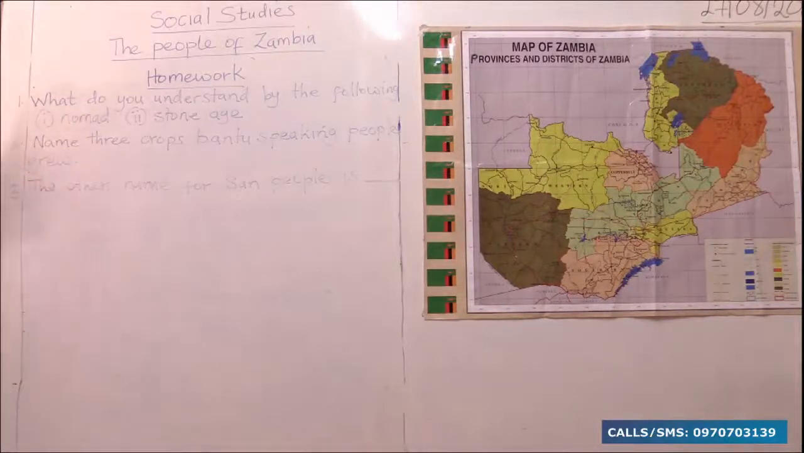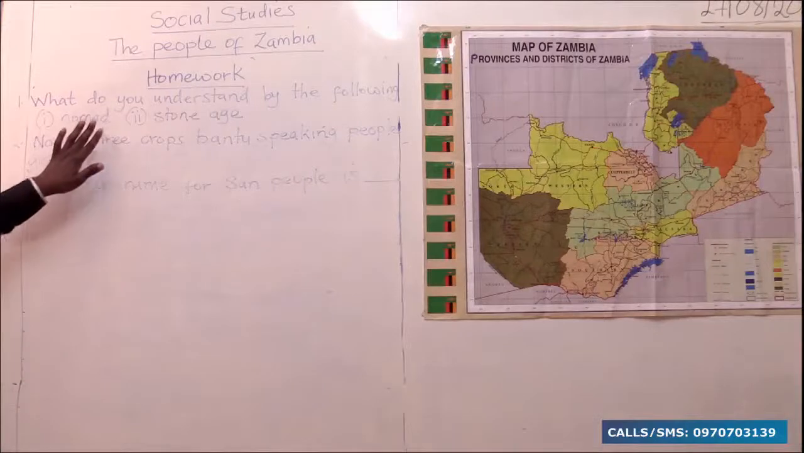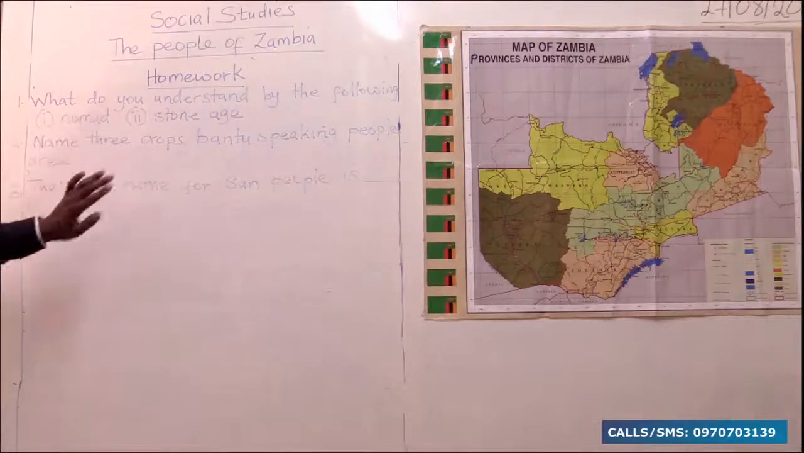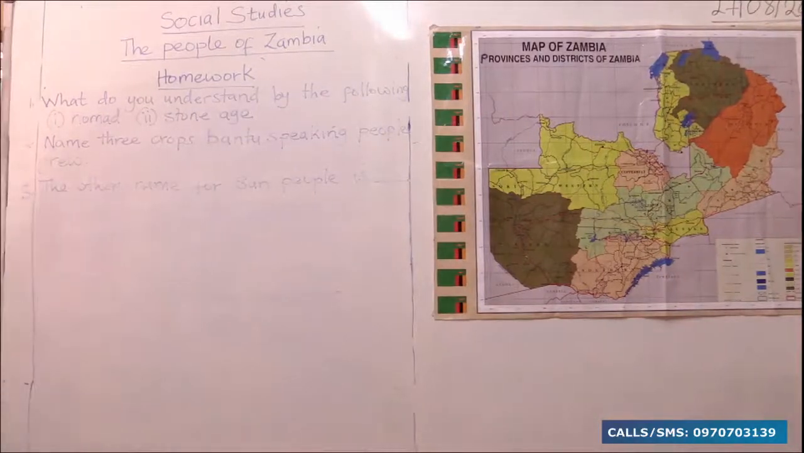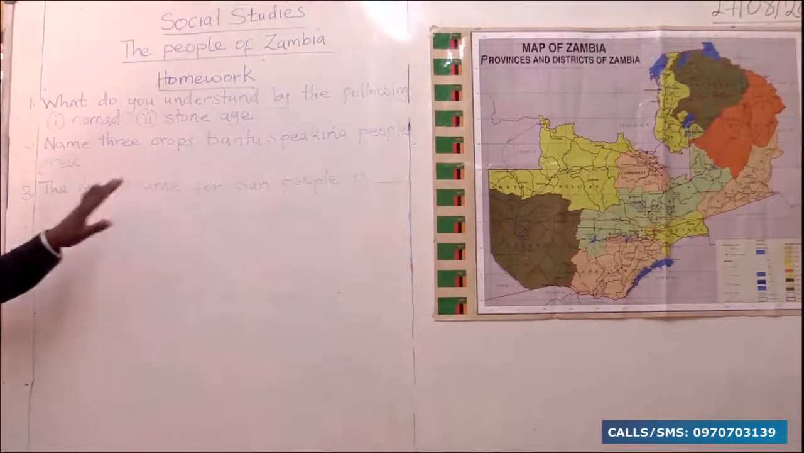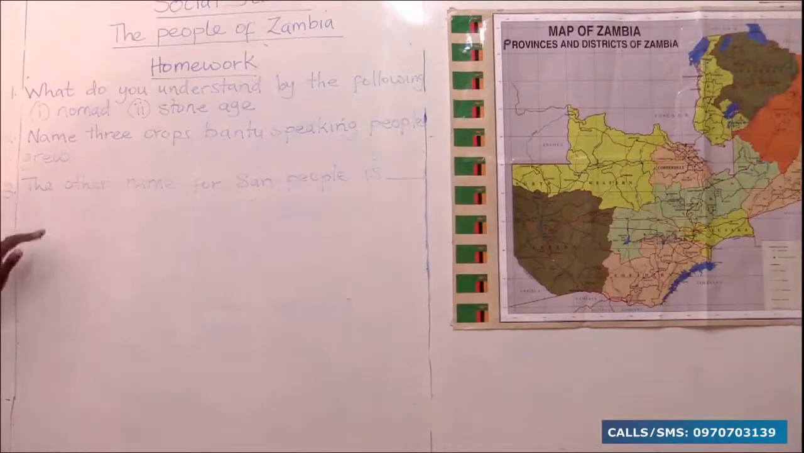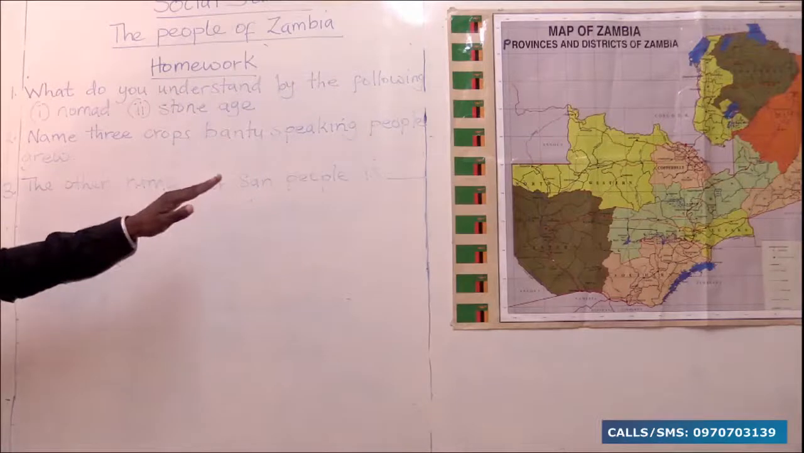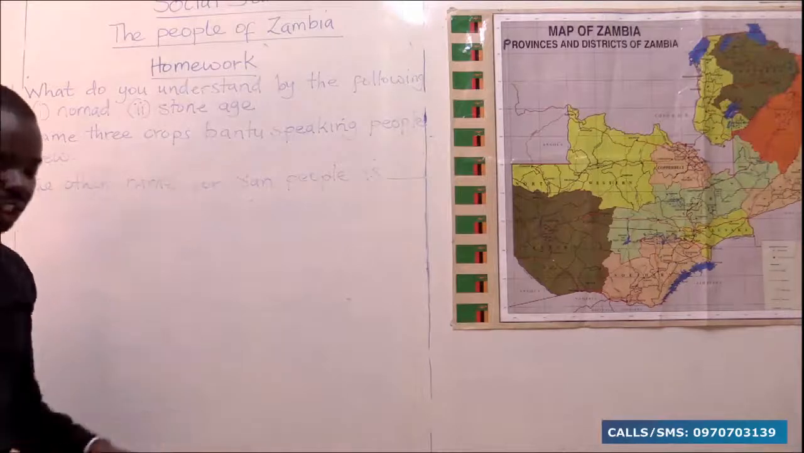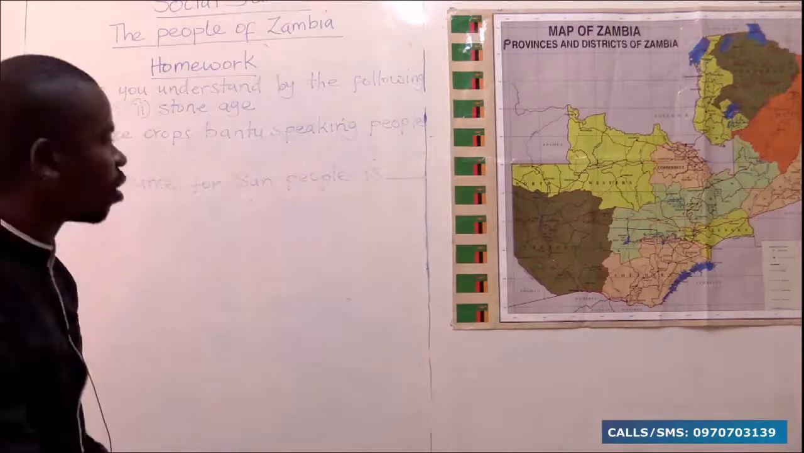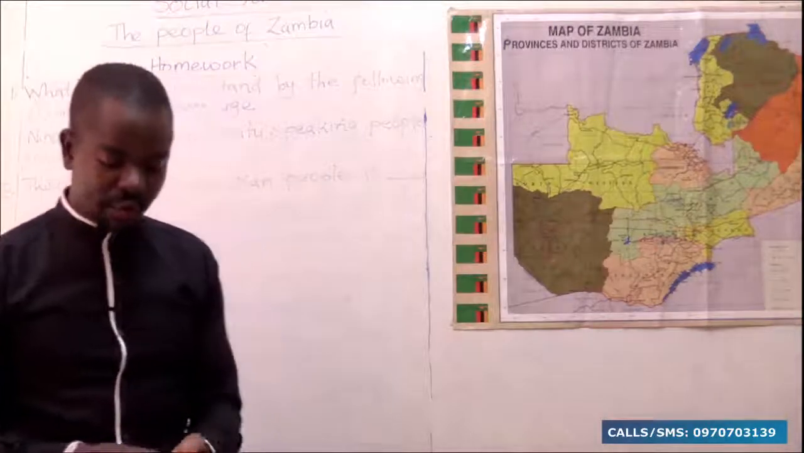All right, so boys and girls, the questions are the following. Number 1, nomad. Number 2, Stone Age. Number 3, name three crops the Bantu-speaking people grew. Number 4, the other name for San people is dash. Boys and girls, you can copy in your exercise books, and then when we meet again we'll pick it up from there.